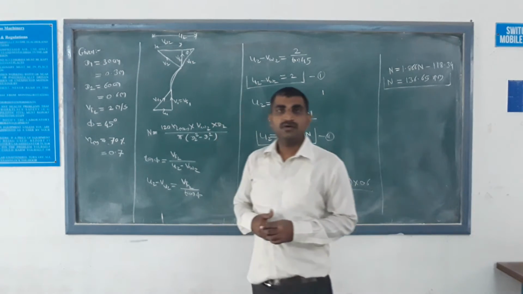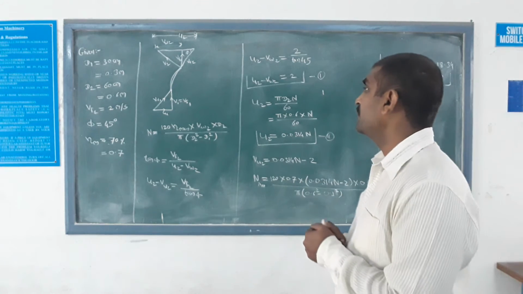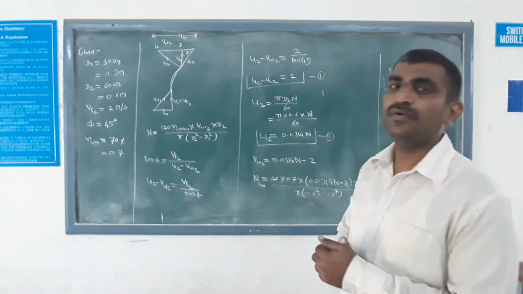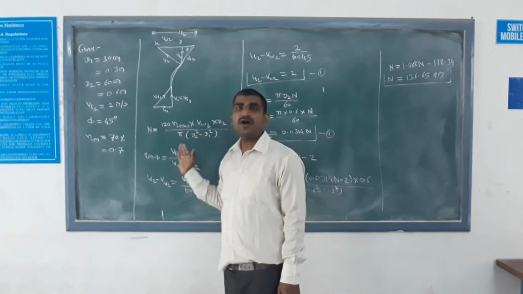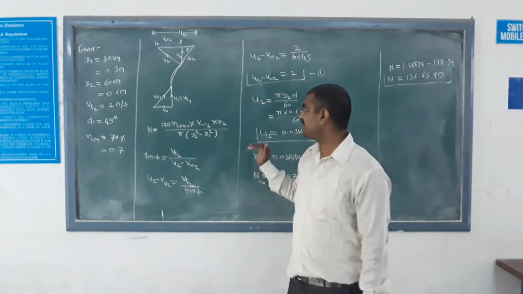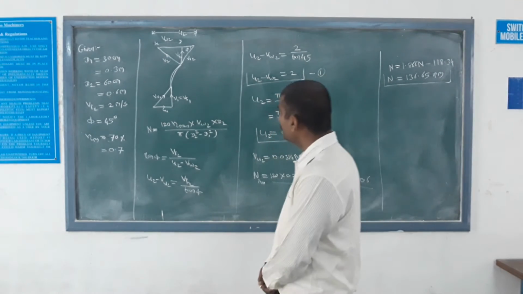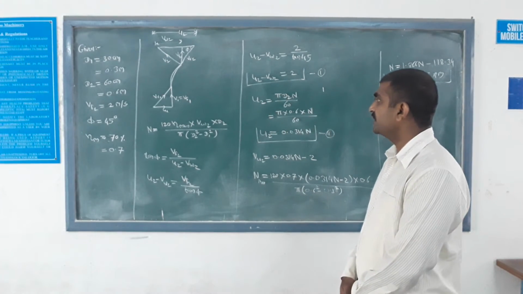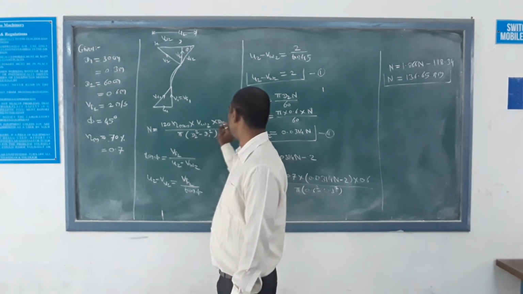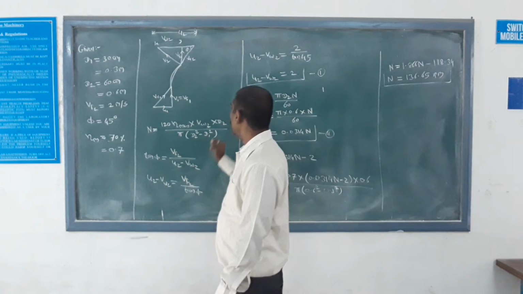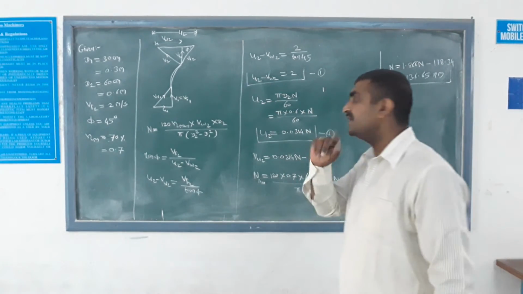Now we know the formula for the minimum speed of this centrifugal pump: 120 into manometric efficiency into VW2 into D2, upon pi D2 square minus pi D2 minus D1 square. Here we know D1, D2 and manometric efficiency; only VW2 is unknown. So first we find out VW2.